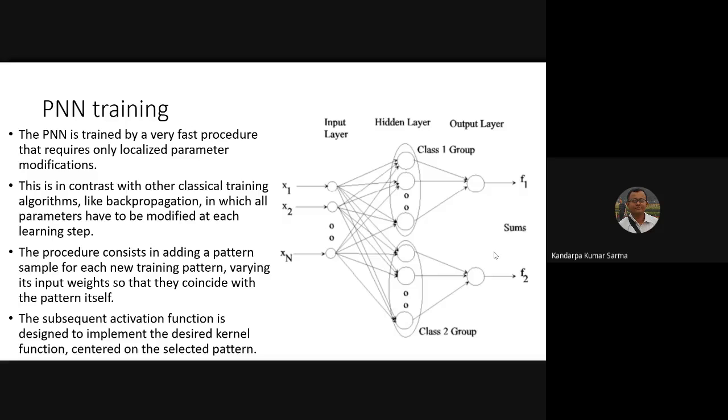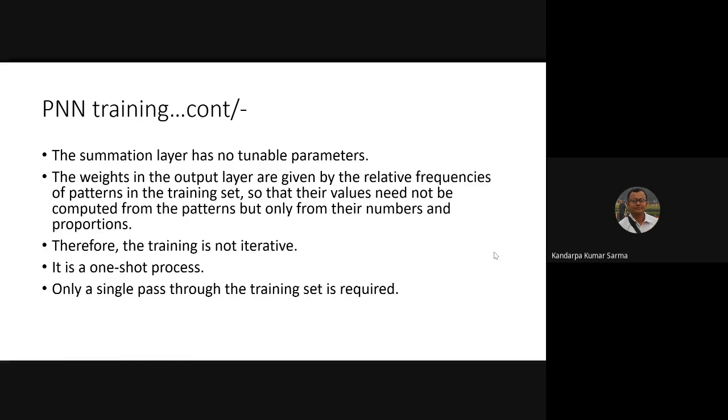So therefore, PNN's training in that way is quite fast compared to the previous cases where backpropagation is used and all the parameters are varied. Here you find that just the localized parameters are tuned and changed. The summation layer has no tunable parameters. The weights in the output layer are given by the relative frequencies of patterns in the training set, so their values need not be computed from parameters, but from the numbers and the proportions linked with it.